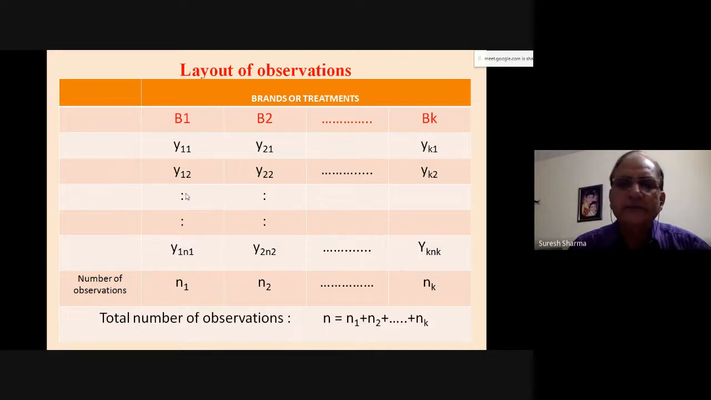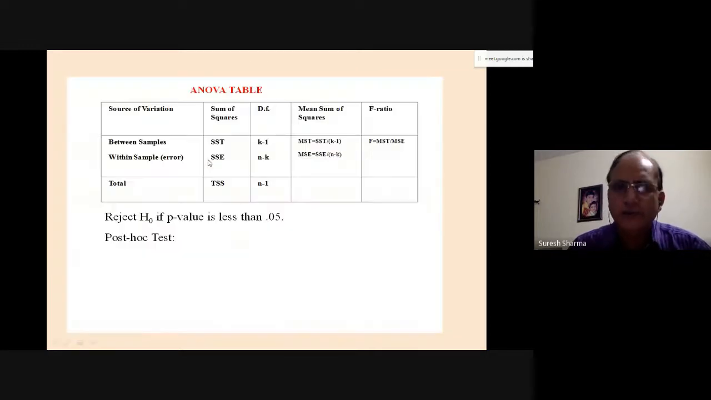So you will get this type of table. After the analysis, I will show you in R, you will get this type of table. So here is the total variation. This is called total sum of squares. Then you will get between variation. Between variation is called between the sample variation. We call this as SST. SST means sum of squares due to treatments. Here, sum of squares due to brands you can think of.